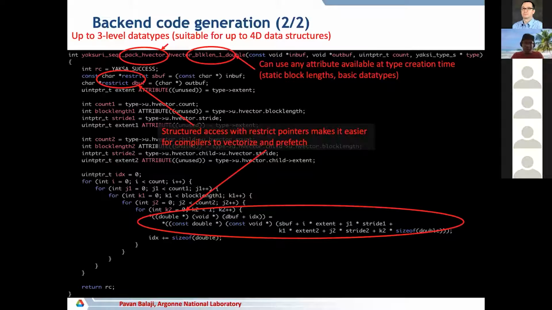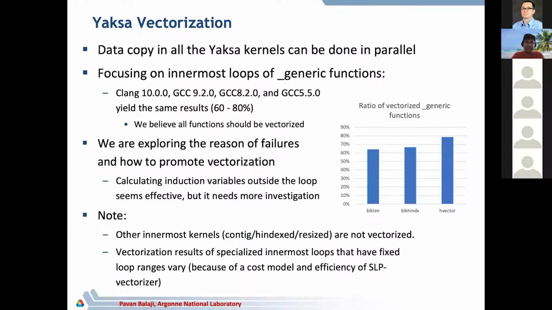And of course, the core packing and unpacking loops themselves are very well optimized with restrict pointers, and it tries to make it easy for the compiler to vectorize and prefetch and so on. So it is very efficient for performance reasons.